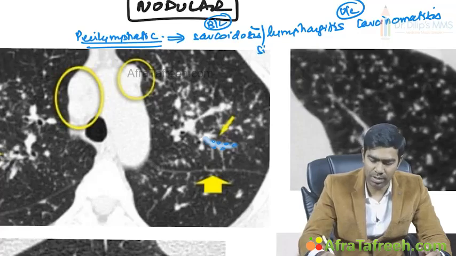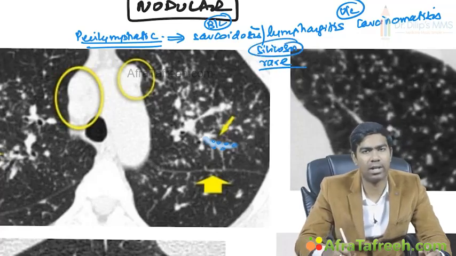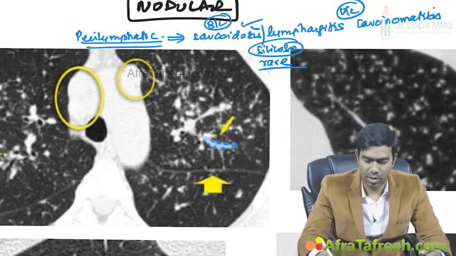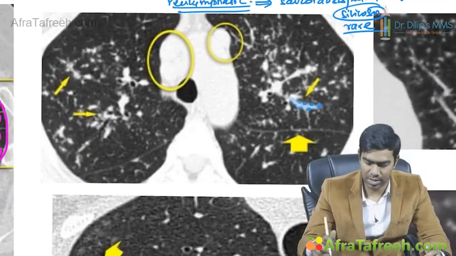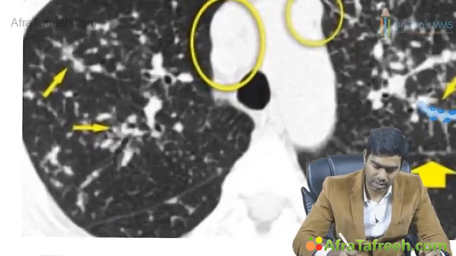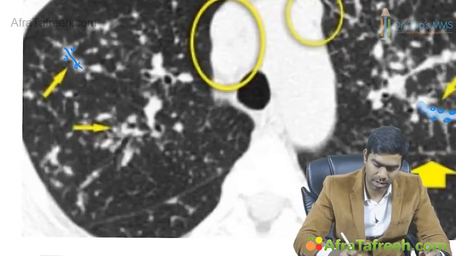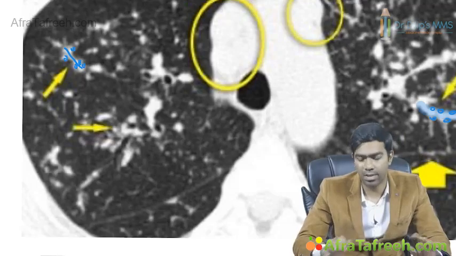Very rare possibility is silicosis. Silicosis is very, very rare. You don't generally get this kind of pattern. But sarcoidosis versus lymphangitis carcinomatosis, how are we going to find out? This patient is having a typical, you can see this is the septum and you are seeing perilymphatic nodules. And this is definitely a sarcoidosis.